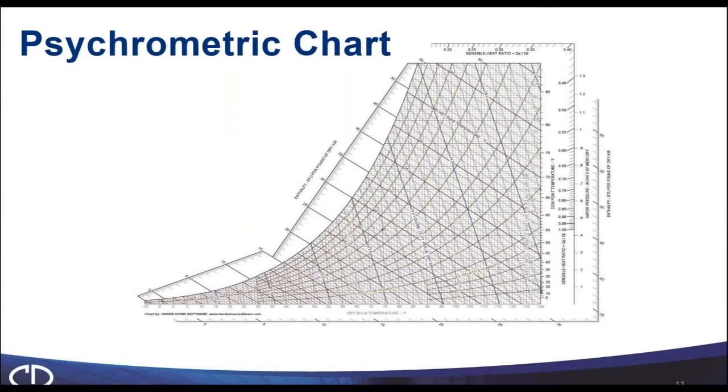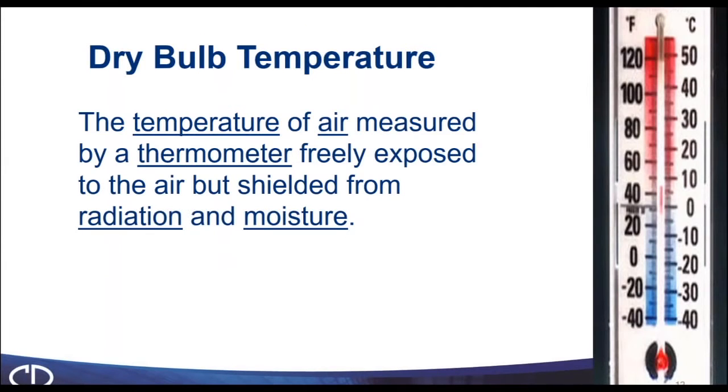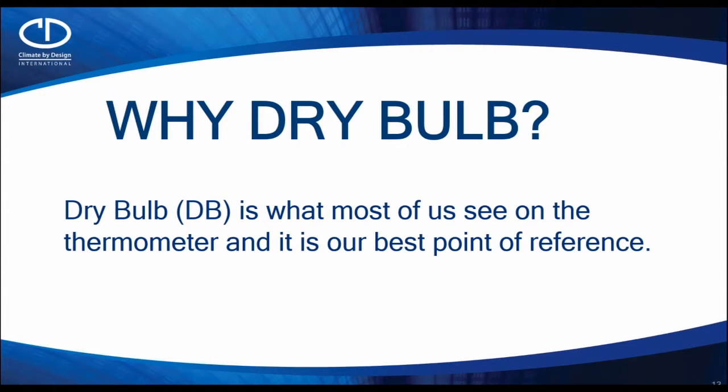so you can use this as a tool to understand moisture in air. And we're going to start out with the one that you know the most, dry bulb temperature. That is the temperature of air measured by a thermometer. It's freely exposed to the air, but it's going to be shielded from radiation and moisture. So that thermometer that's sitting outside your home, but shielded from radiation. Why do we use dry bulb? Dry bulb is what most of us see on the thermometer, and it's our best point of reference.